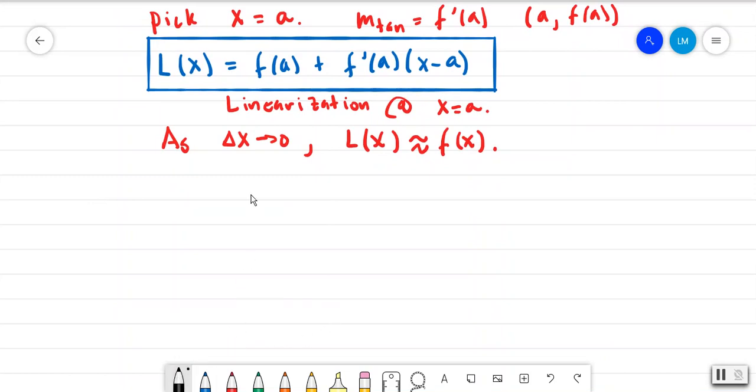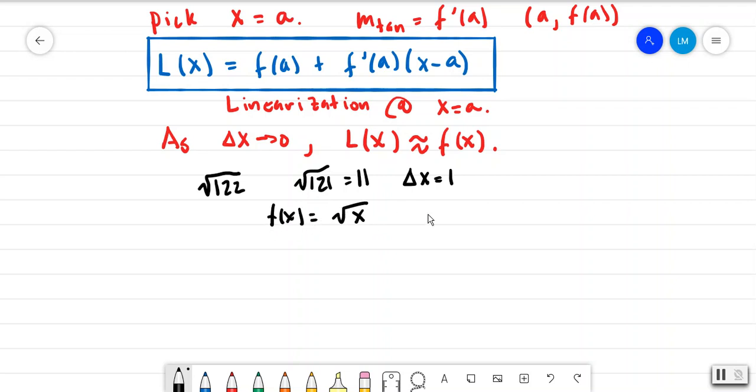Well, imagine you were trying to estimate perhaps the square root of 122. Well, I know what the square root of 121 is, it's just equal to 11. And then I know that the delta x in this case is equal to 1, because there's a change going from 121 to 122. So what this means is that you can approximate the square root of 122 using the fact that f of x is equal to the square root of x. Then just use that f prime of x is equal to 1 divided by 2 root x.